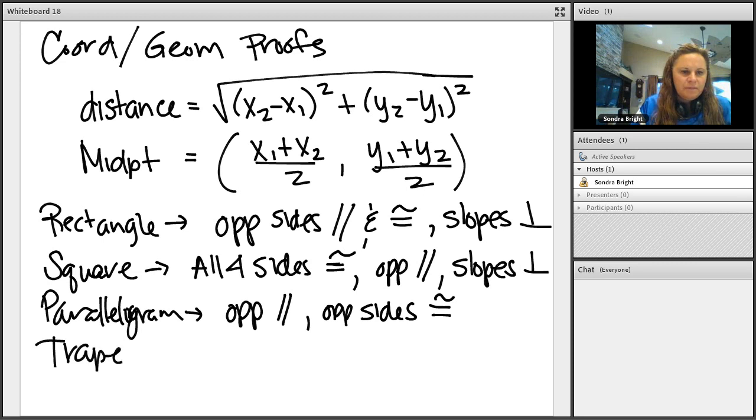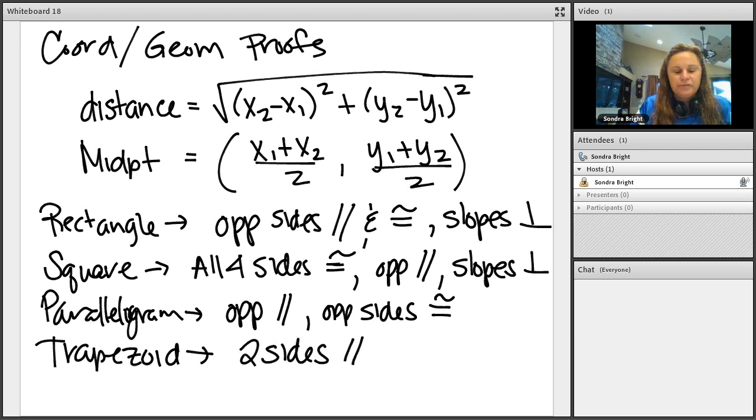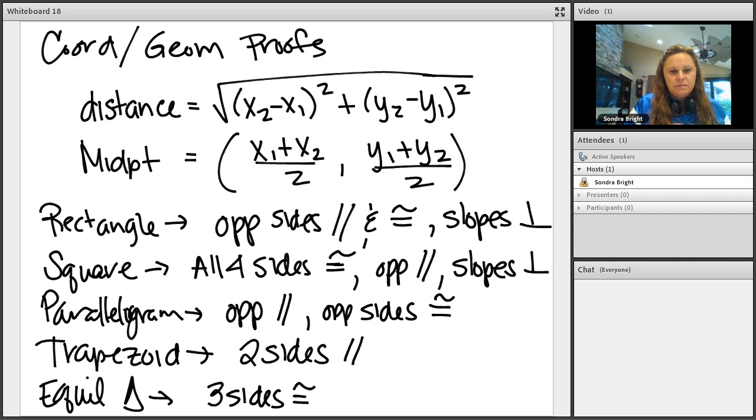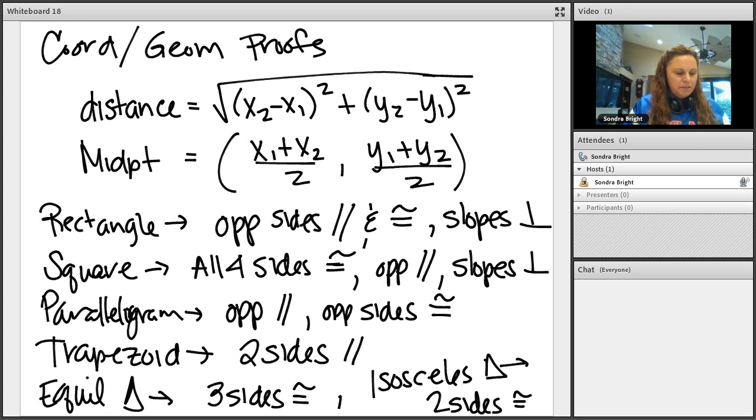Trapezoid has two sides that are parallel. The other two are not. And then an equilateral triangle has three sides that are congruent, three equal sides. Isosceles triangle has two sides that are the same. All right.